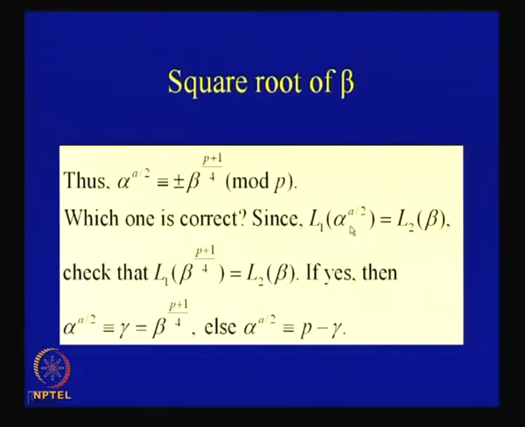Now, when you are computing alpha power of a by 2, essentially it is the first bit. So, can you see that L1 of alpha to the power of a by 2 is actually equal to L2 of beta, because when you are taking the square root, first of all you know that the square root exists. That means, if you think in terms of bits x0, x1 and so on, then your x0 is 0 because the square root exists, right.